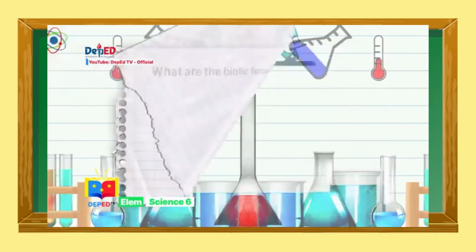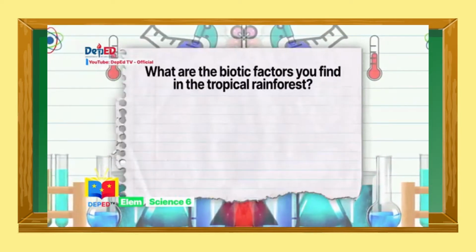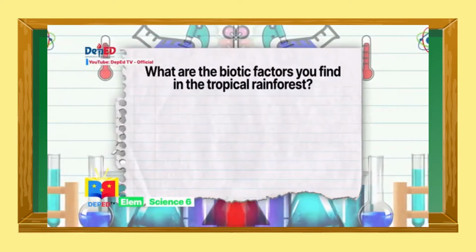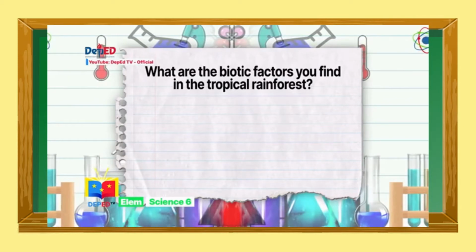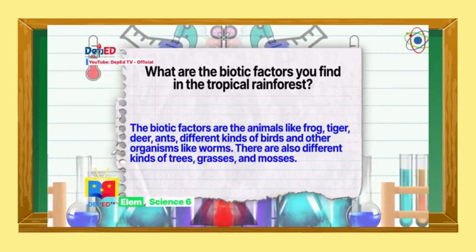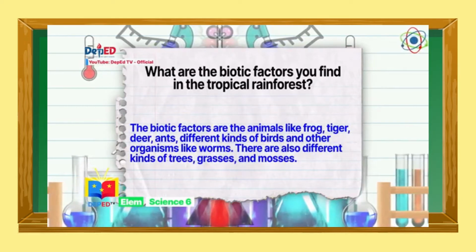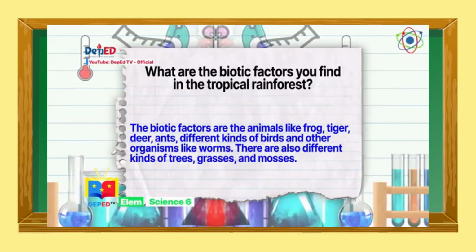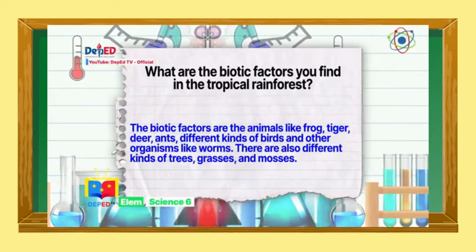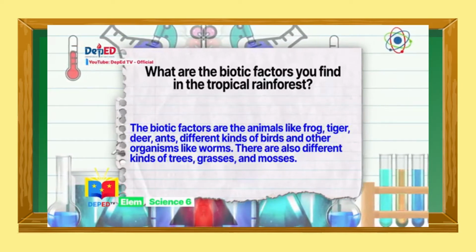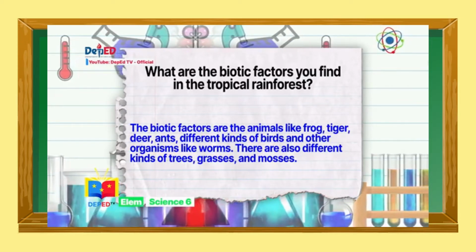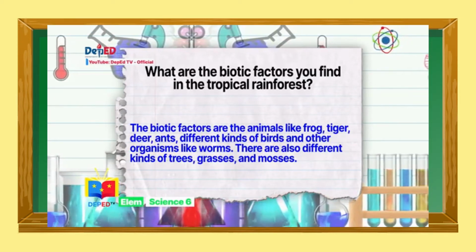Number 3. What are the biotic factors you find in the tropical rainforest? That's great! The biotic factors are the animals like frog, tiger, deer, ants, different kinds of birds, and other organisms like worms. There are also different kinds of trees, grasses, and mosses.